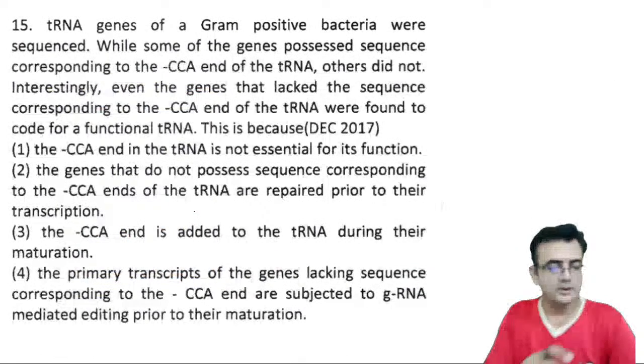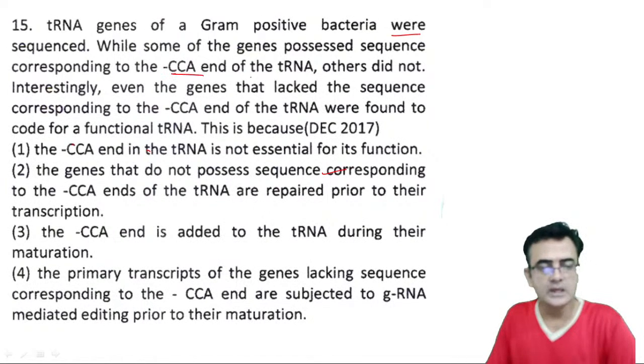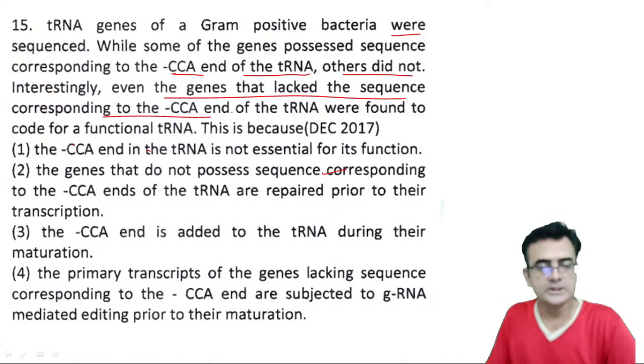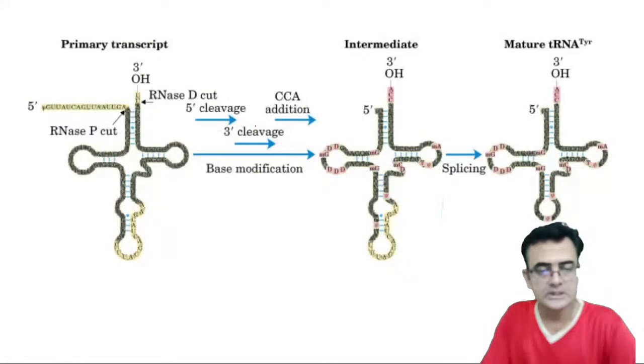Alright, okay, this is the next question, and the question is: tRNA genes in the gram-positive bacteria were sequenced. While some of the genes possessed sequence corresponding to the CCA end of the tRNA, others did not. Interestingly, even the genes that lack the sequences corresponding to the CCA end of the tRNA were found to code for the functional tRNA. This is because, so before solving this question we should see this figure, right?